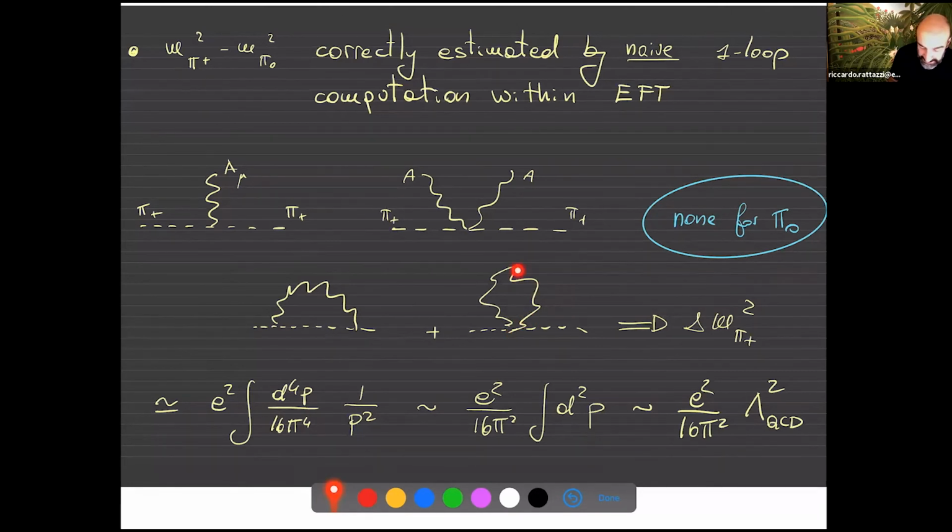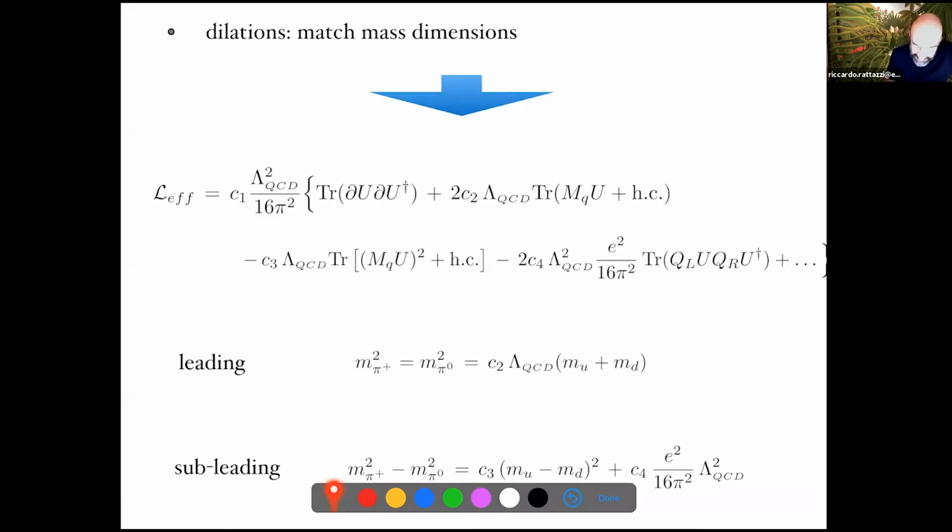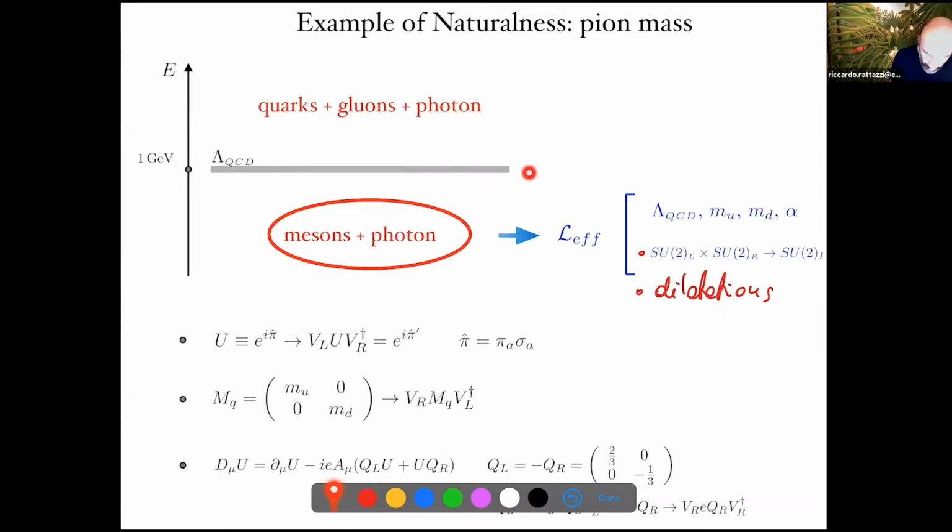You have these two diagrams contributing in a similar way. You have one propagator, 1 over p squared, and you have integration over the momenta, d^4p. So you have a diagram that formally is dominated by large momenta. It means that the contribution to this mass cannot be computed in this effective theory, because it is dominated by the range of momenta where the effective description in terms of pions breaks down, and the pion theory merges into the more fundamental quark-gluon theory.